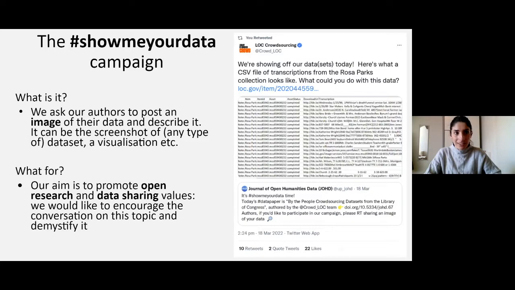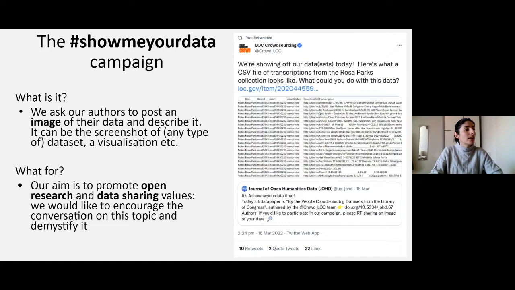And we ask them to retweet our tweet and share an image of their data, and that can be anything. It can be a screenshot or a visualization. It doesn't really matter. It's meant to show what the data actually looks like, because we talk a lot about data, but it doesn't really link to an image. So basically, that's what we asked of the authors, and that's the result on the right. So CSV files, networks, we really received everything in response.